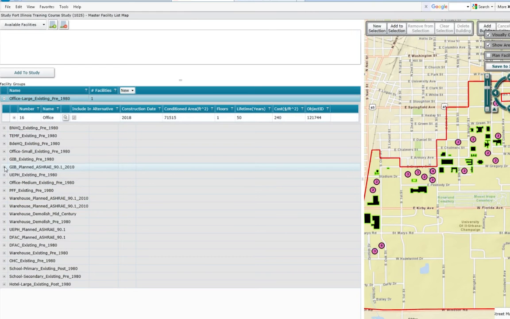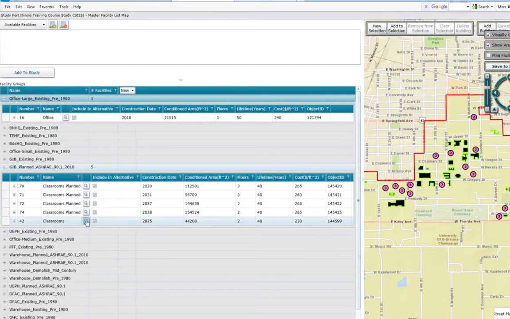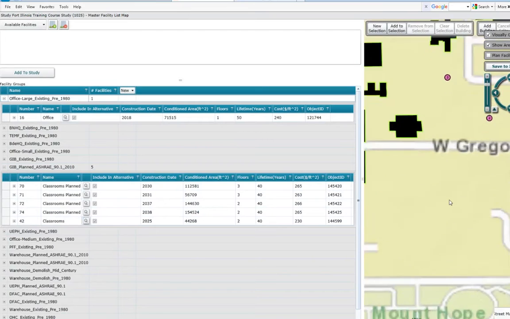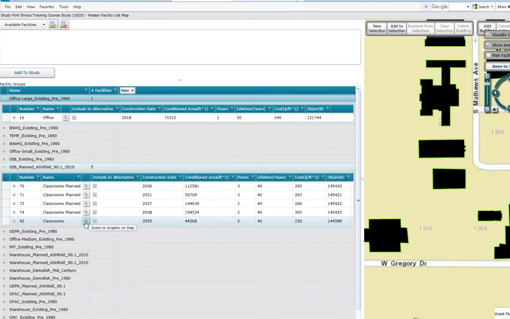When we come down here to this planned building, these buildings here are to be constructed in these time frames. And so once again, if we say, well, what the heck was that again, we can always hit that, zoom in like that, and see we're looking for building 42. It should be right in the center of our screen, and there it is.